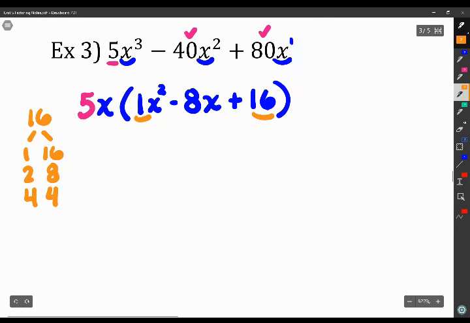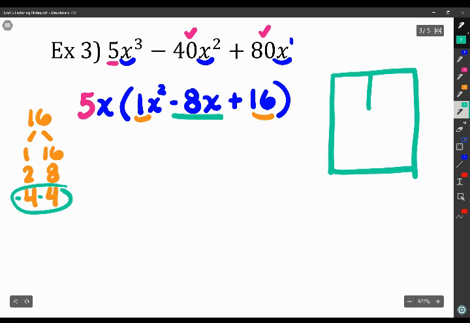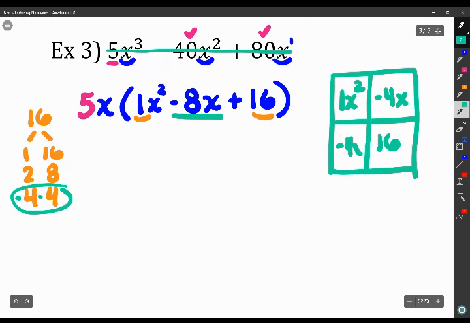And we're looking for a pair that gives you the -8 in the middle. So again, as we're looking, 1 and 16 is 17, 2 and 8 is 10, 4 and 4 is 8. So this one works. It needs to be a -8, so both of these need to be a negative. And then we do our box. Other than that, everything else is the same. Remember, once I've taken out greatest common factor, I don't use that anymore. So this is 1x squared, 16, and then our pair was -4x and -4x.